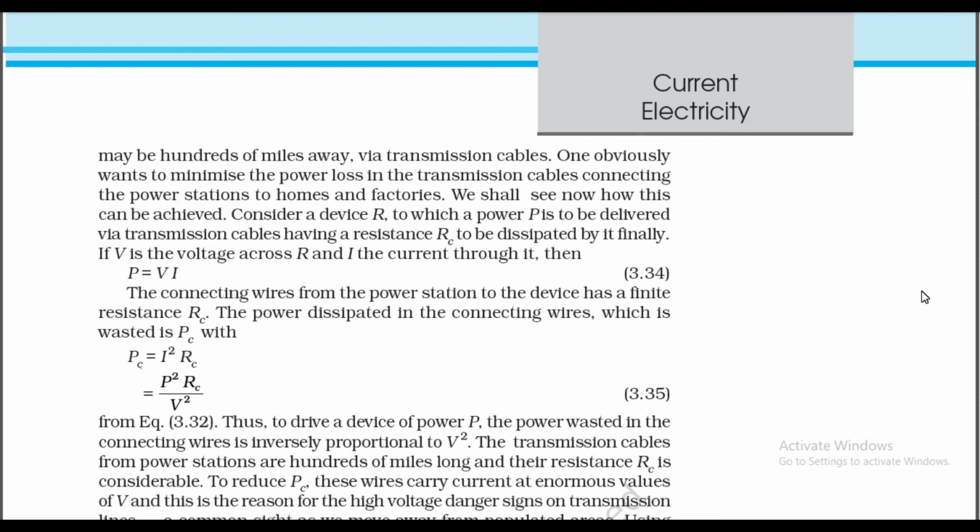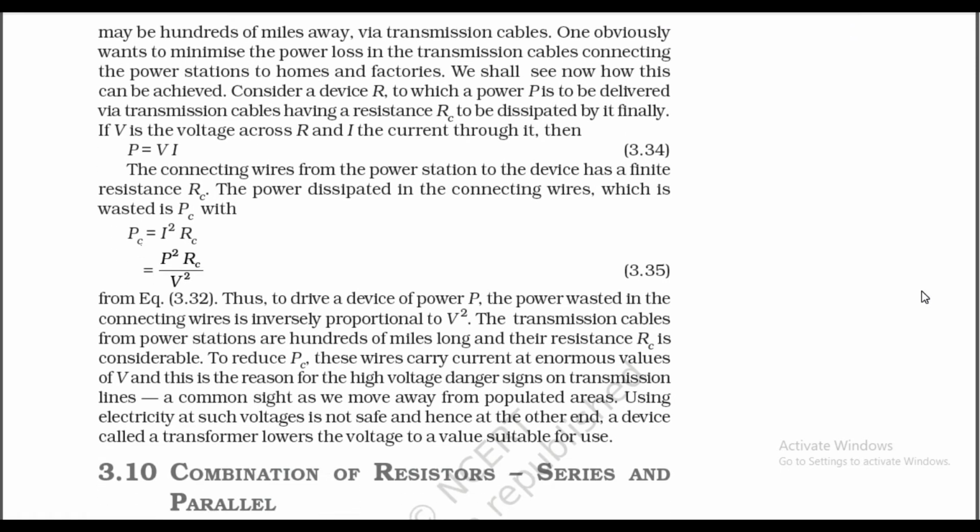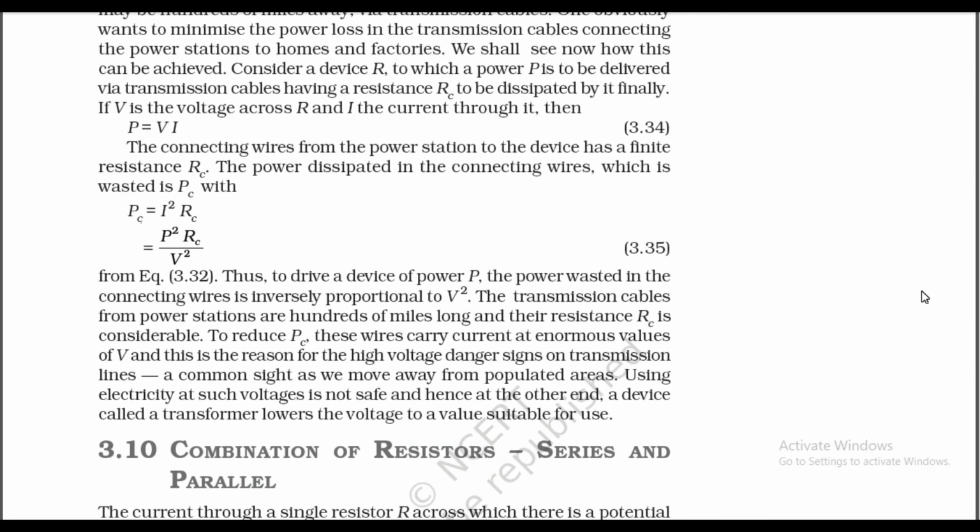Consider a device R to which a power P is to be delivered via transmission cables having a resistance R_c to be dissipated by it. Finally, if V is the voltage across R and I the current through it, then P is equal to V I. The connecting wires from the power station to the device have a finite resistance R_c. The power dissipated in the connecting wires which is wasted is P_c, with P_c is equal to I squared R_c is equal to P squared R_c divided by V squared.